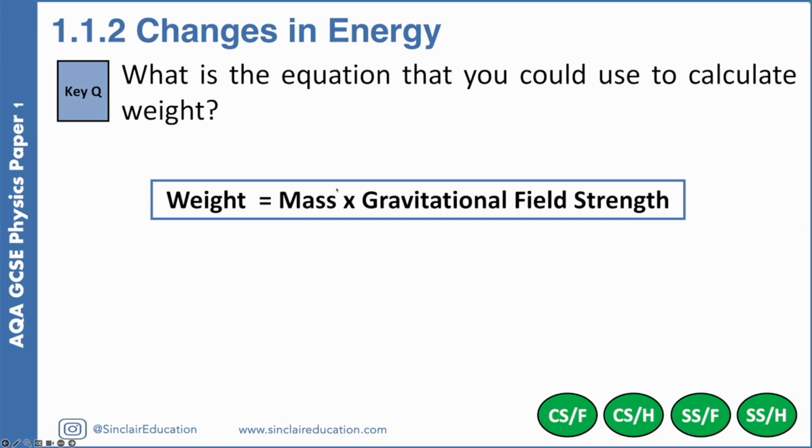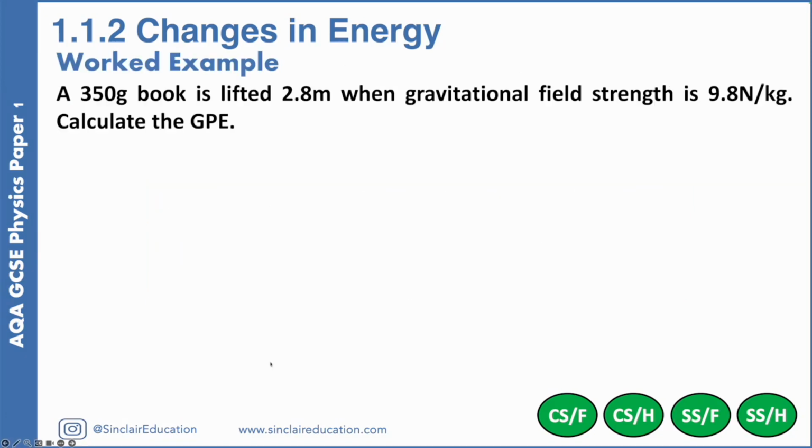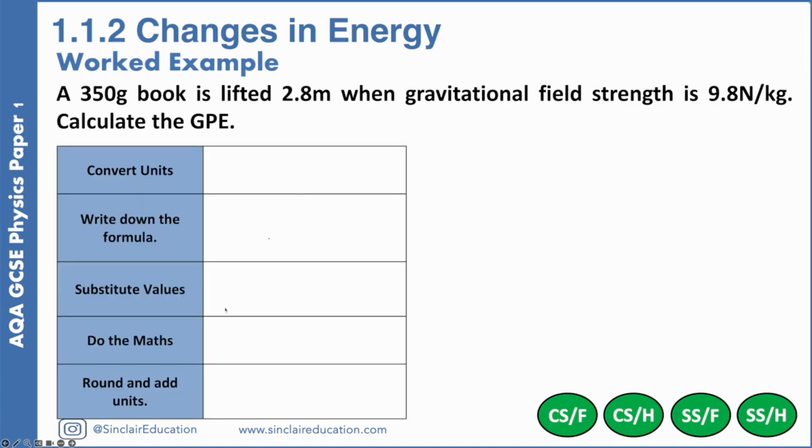So these two values multiplied together is the weight of an object. So our weight is dependent on mass and the strength of gravity. So it does mean we tend to weigh different amounts if we were on different planets, for example. So if you are given weight and height, it does mean that you could just multiply weight by height to find out your GPE. So if we have a look, here's an example of what might come up.